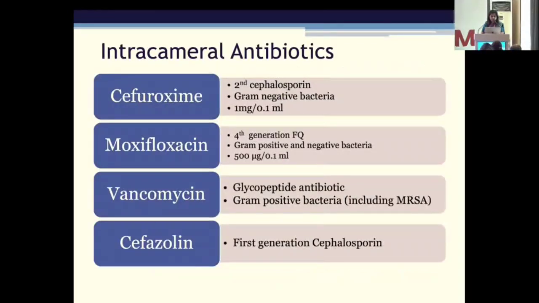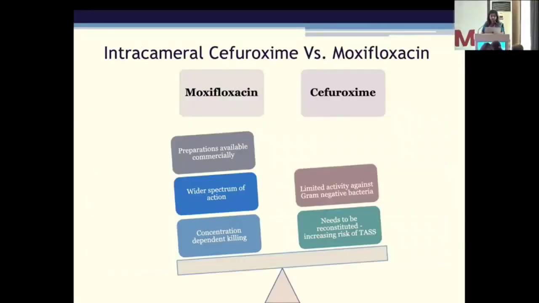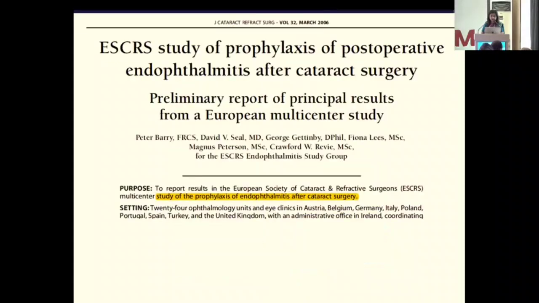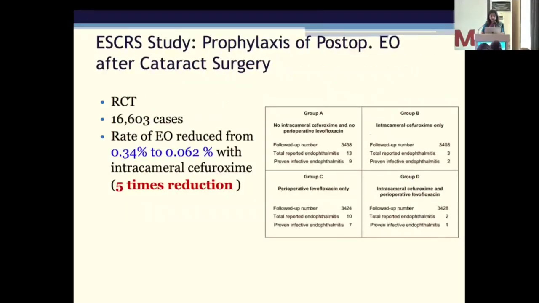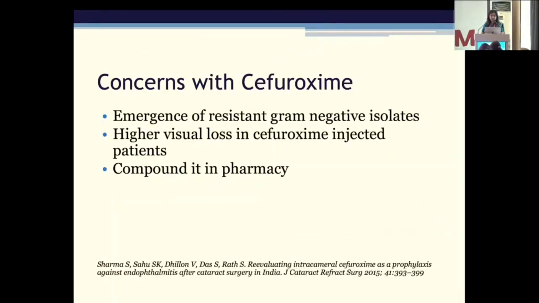These are the 4 drugs which can be given intracamerally. Each has its plus and minus. With moxifloxacin, the advantage is that the preparations are available commercially. There's a wide spectrum of action, and it works on concentration-dependent killing. The very first trial of intracameral antibiotics was by ESCRS, and they clearly showed a 5 times reduction in endophthalmitis after looking at 16,000 plus patients, and advocated the role of cefuroxime. But cefuroxime was difficult to make because it has to be compounded in a pharmacy, and also because of the emergence of resistant gram-negative isolates.